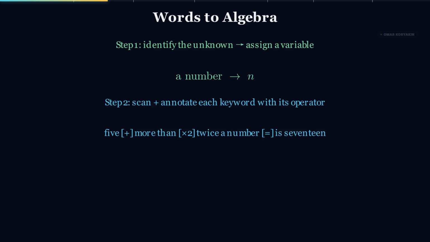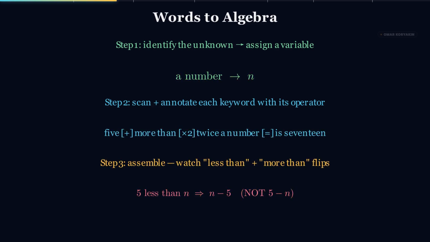Step 2. Scan the sentence for keywords and underline each one. Each underlined keyword maps to exactly one arithmetic operator from the dictionary. Annotate each keyword with its operator so the structure of the future expression becomes visible. The annotation step turns the translation problem from intuitive guessing into mechanical lookup.